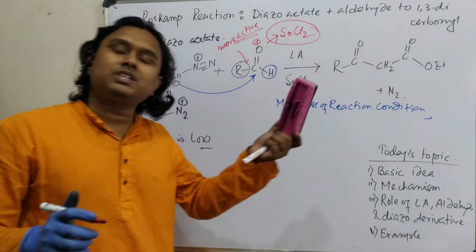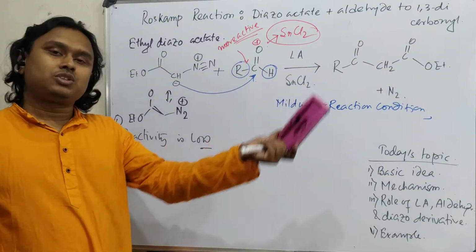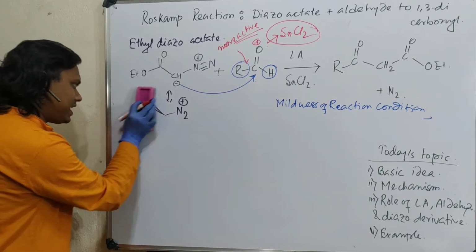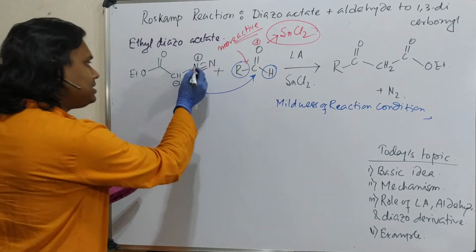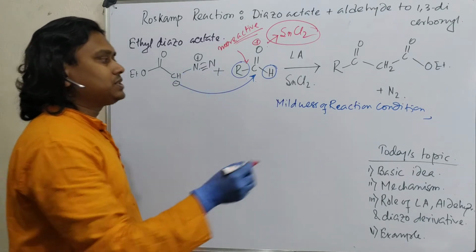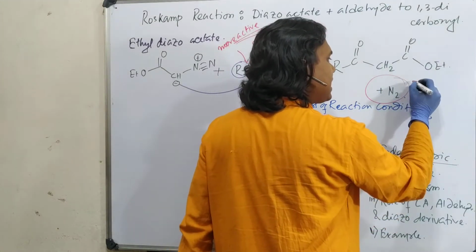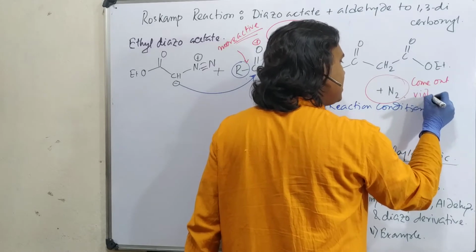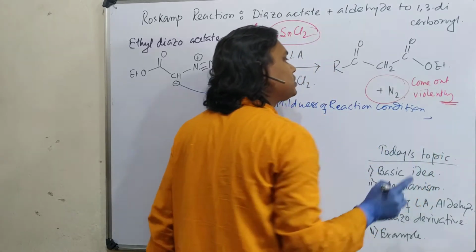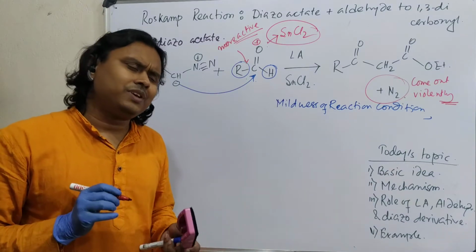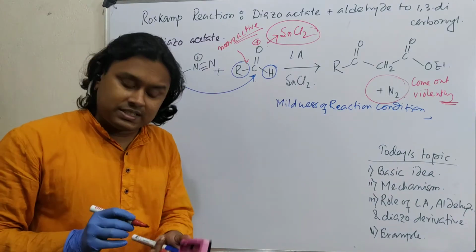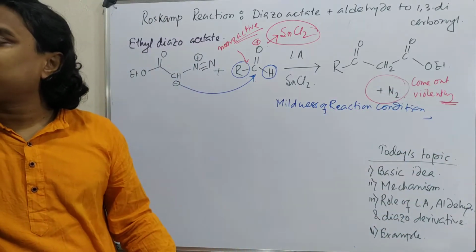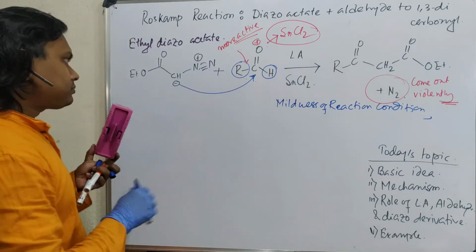What was the previous drawback of the Schlotterbeck-Tiffeneau reaction? In that reaction, relatively higher temperature, meaning drastic conditions, was needed. And this diazomethane produces nitrogen gas after reaction, so it can be released violently, and that may result in an explosion. Remember, diazomethane is a very good reagent, but its biggest disadvantage is associated with this explosive nature.